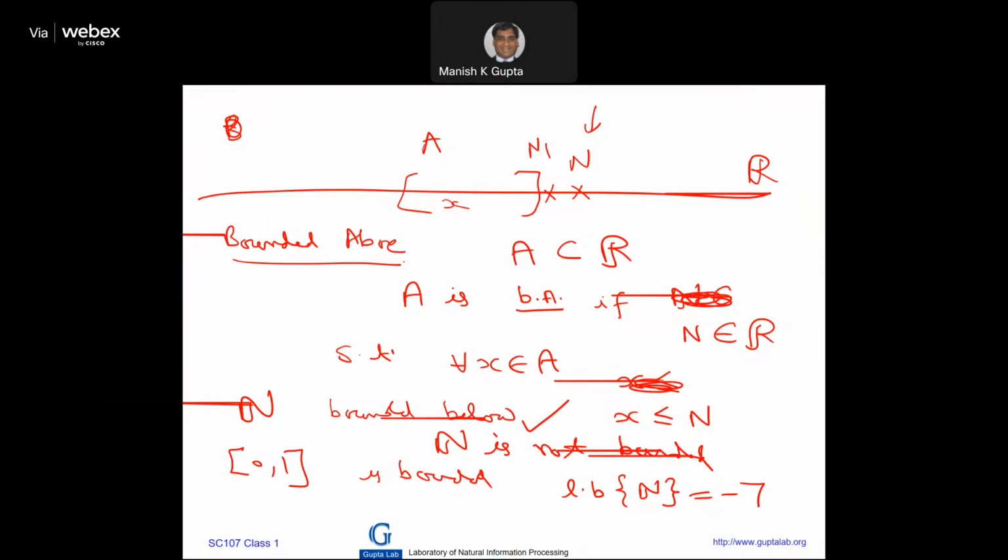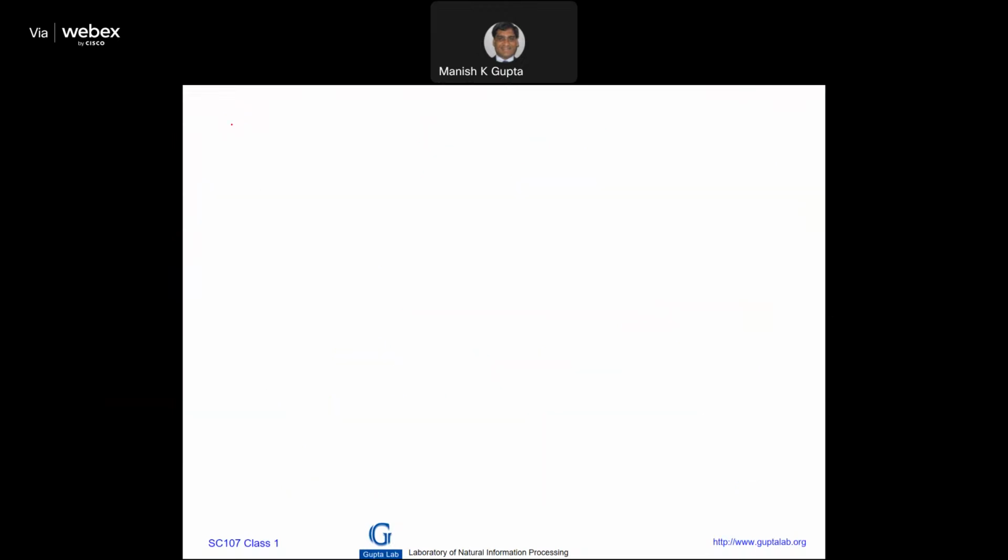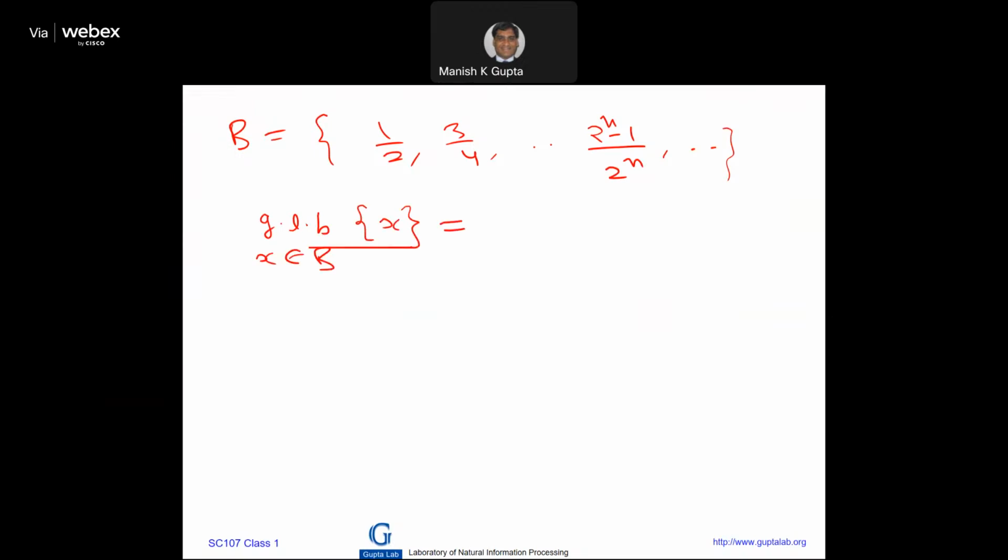Let me take an example so it will be very clear. Suppose B is {1/2, 3/4, ..., (2^n - 1)/2^n, and so on}. What is the greatest lower bound for x belonging to B? It will be how much?